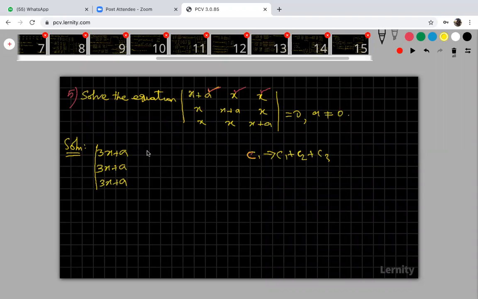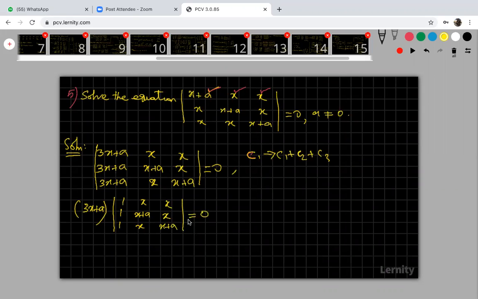Okay, the second row, second column is x plus a, x, x plus a equal to 0. This is given. Equal to 0 is given. I am applying this column operation. Right. Now 3x plus a is common. Take it outside. When you take 3x plus a commonly outside, here I am getting 1, 1, 1. Here x plus a, x, here x plus a equal to 0.